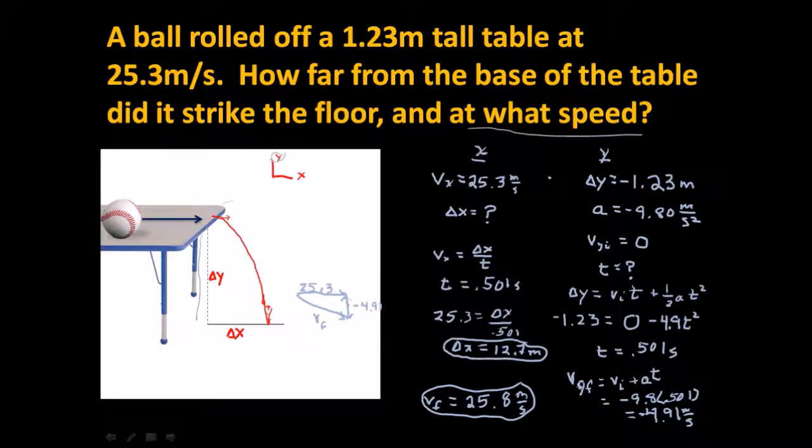The key to the problem is separating the x direction from the y direction and working them independently of each other. The only thing that they both depend on is, once again, time. Once you know the time in one column, immediately transfer it to the other column, and you'll be able to finish the problem. So let's move on to something that's a little bit different from this one.